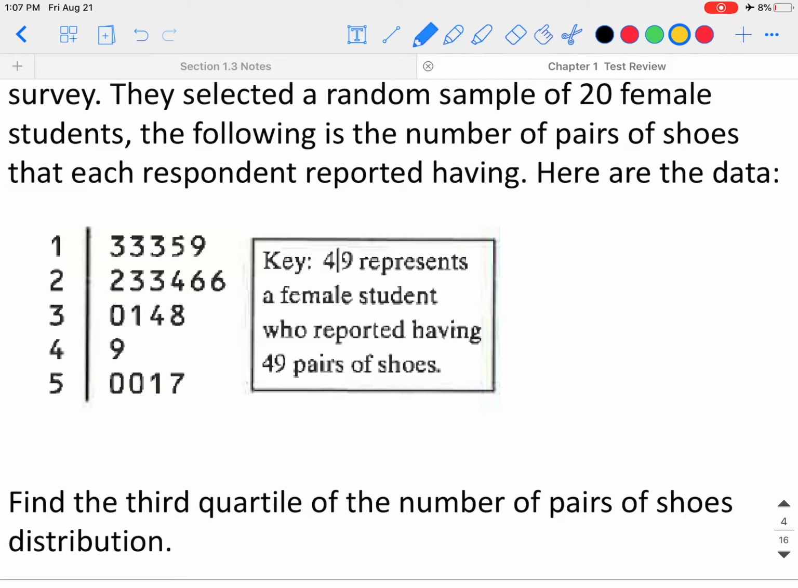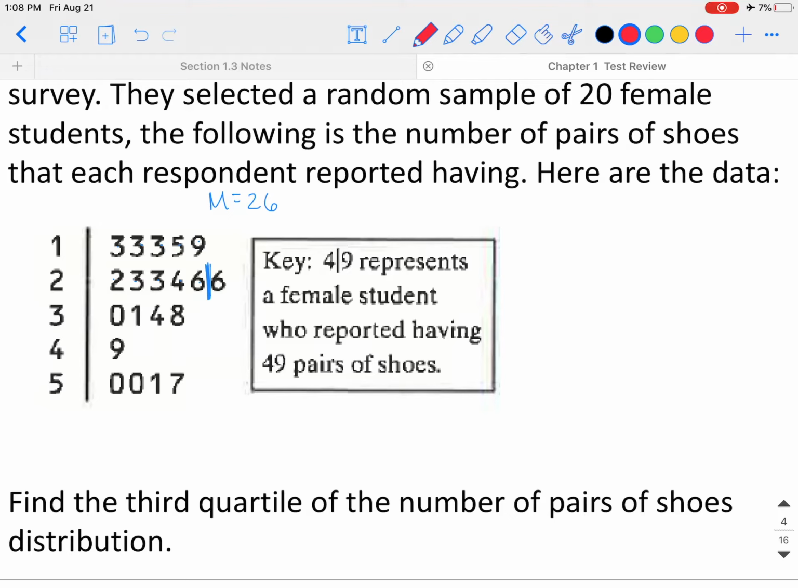So since we know we have 20 respondents, or 20 pieces of data, the median is located between the 10th and the 11th data point. So if we count over, the 10th data point is 26, the 11th data point is also 26, so we know we have a median of 26 pairs of shoes.